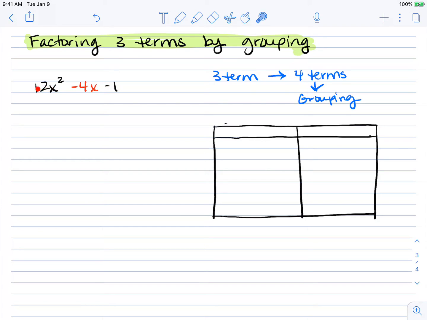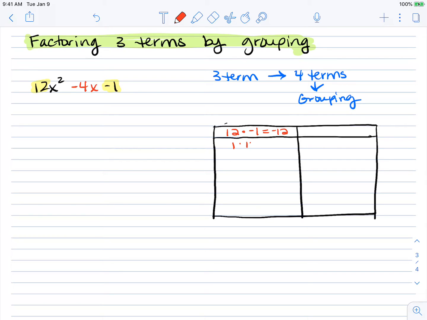Okay, so the way that I'm going to do this is I'm going to look at this polynomial right here, and I'm going to multiply its first coefficient and its last coefficient together. When I do that, I get 12 times -1 equals -12. And then with that information, I'm going to find all the pairs of numbers that multiply to -12. I'm going to start with just one.